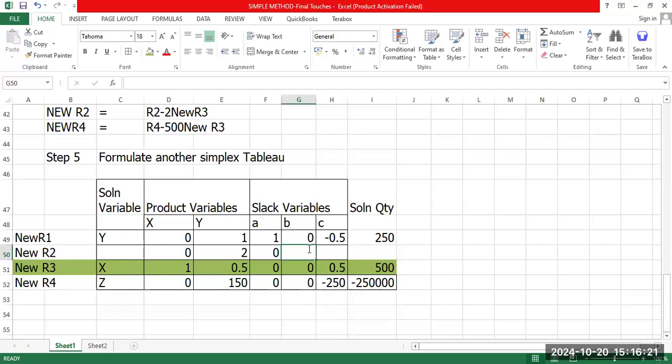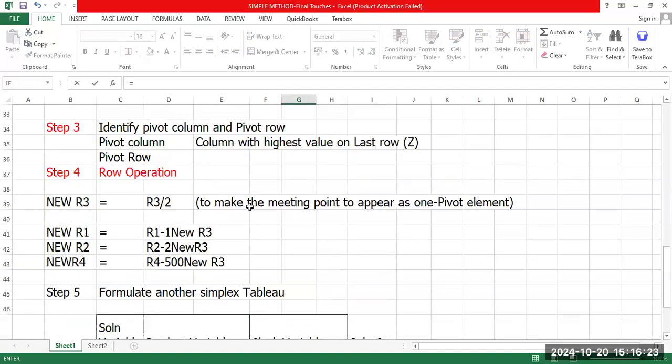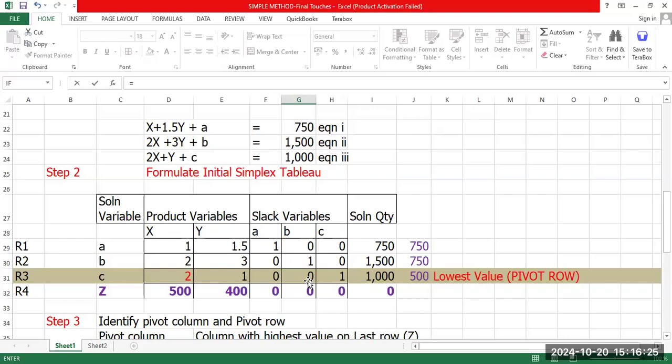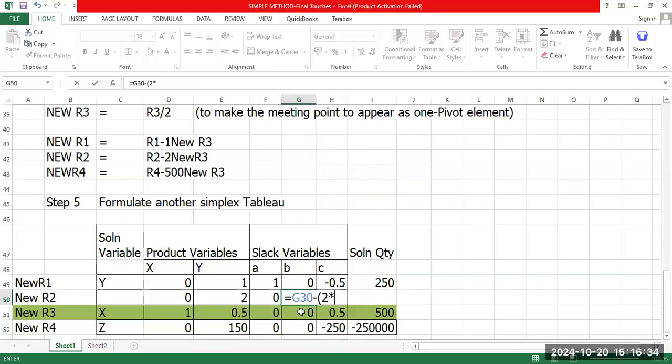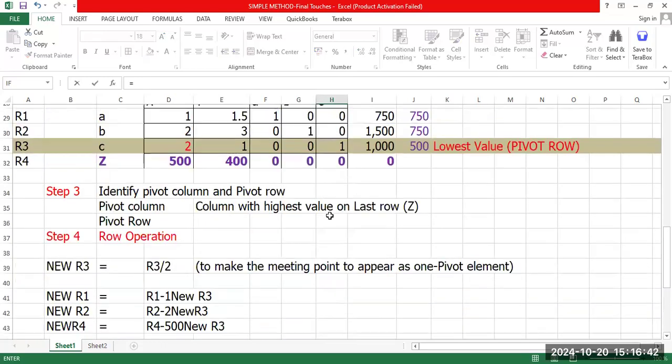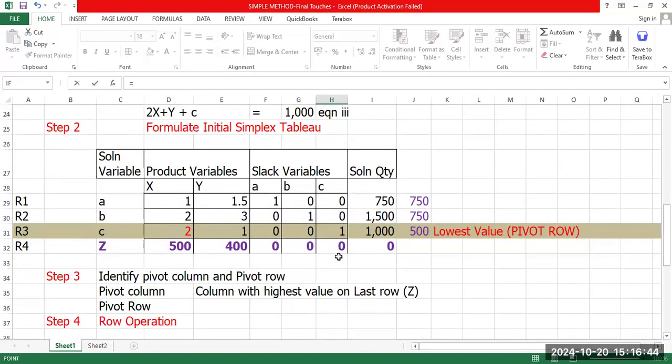Then here, column for B, the formula is, go back to your column for B. This is 1 minus, open bracket, 2 times what? Times 0. Here it is previous value 0 minus open bracket 2 times.